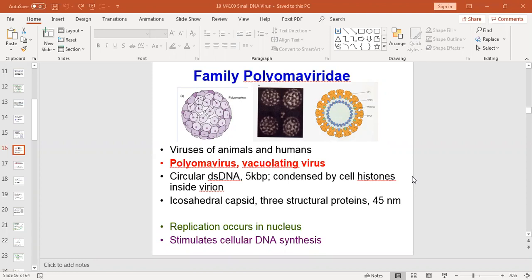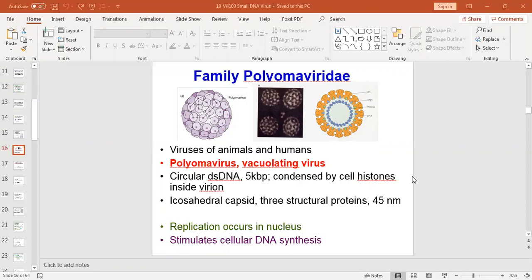We will continue our lecture on small DNA viruses, lecture set number 10. Last time we stopped on slide number 16, family of Polyomaviridae. Polyomaviridae viruses are those viruses that use animals and humans as their host, broad host range. Prime examples of viruses in this family are polyomavirus and simian vacuolating virus.